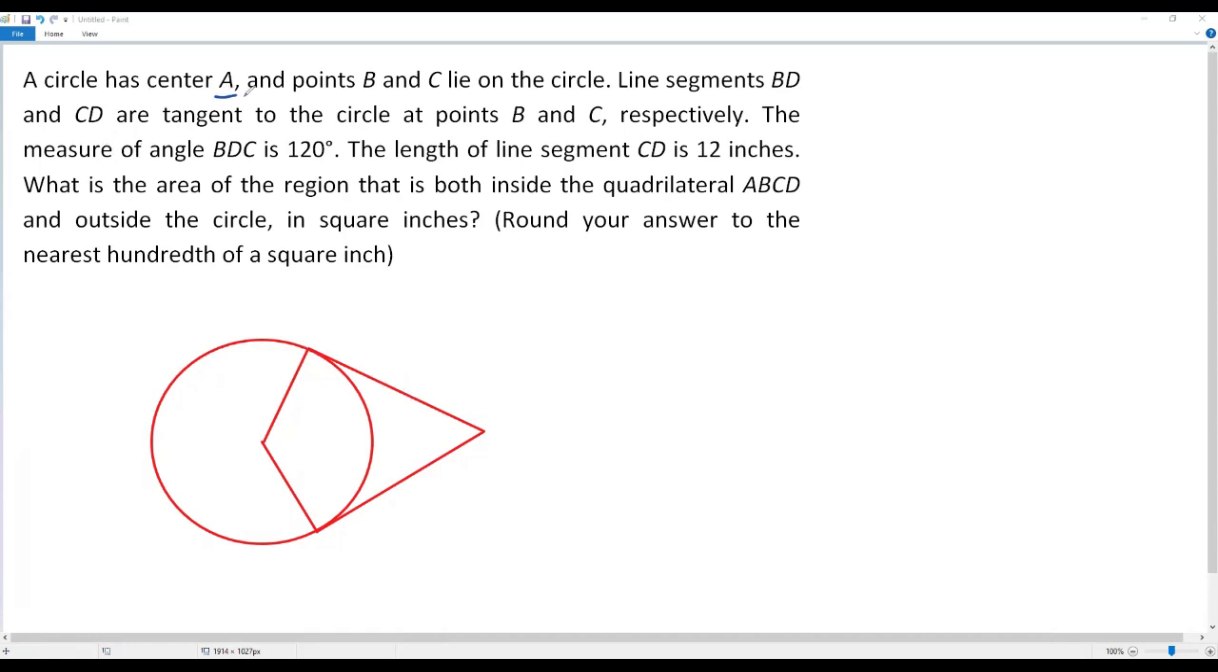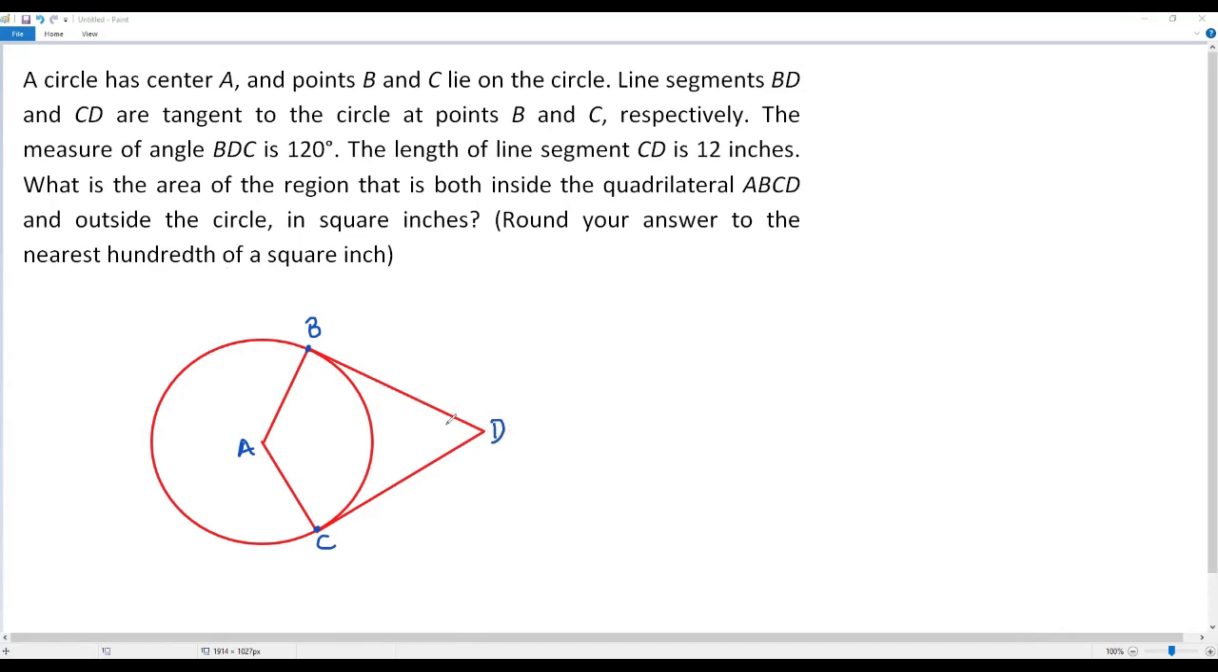The center of the circle is A. Let me mark A over here, and we have the points B and C on the circle. The line segments BD and CD are tangent to the circle at points B and C. When I consider the two line segments BD and CD, I find D in common. That means these two line segments are drawn as tangents to the circle from the same external point, and that is D.